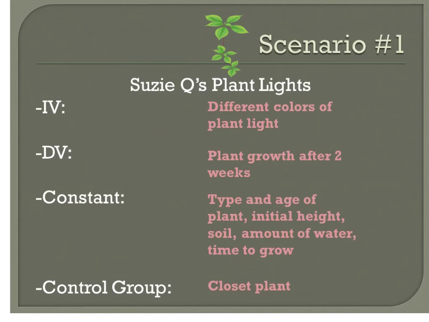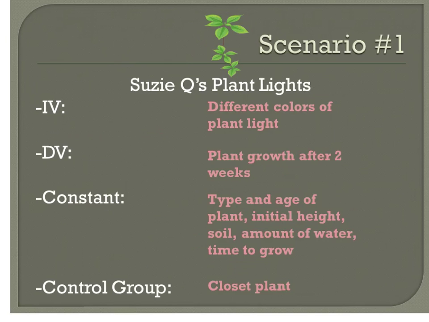So Susie Q wants to know the effect of different colors of light on the growth of plants. She believes that plants can survive best in white light. So she buys 5 ferns of the same species, which are all approximately the same age and height. She places 1 in white light, 1 in blue light, 1 in green light, 1 in red light, and 1 in the closet. All of the ferns are planted in Miracle-Gro and are given 20 milliliters of water once a day for 2 weeks. After that 2 weeks is up, Susie observes the plants and makes measurements.